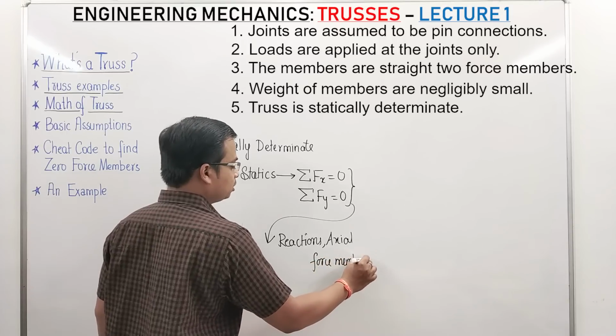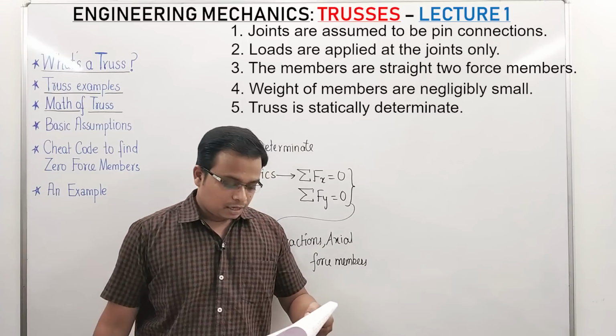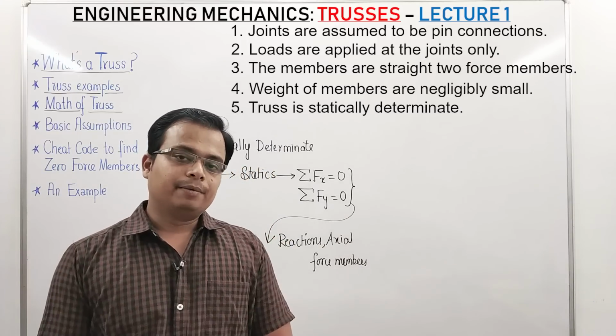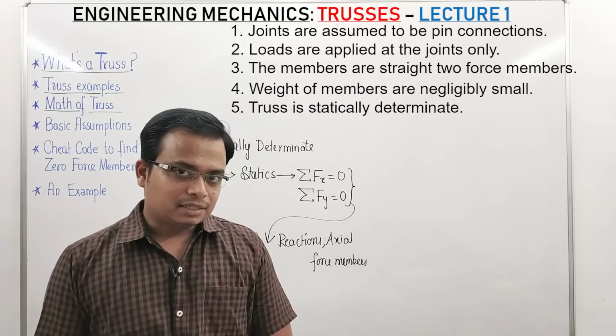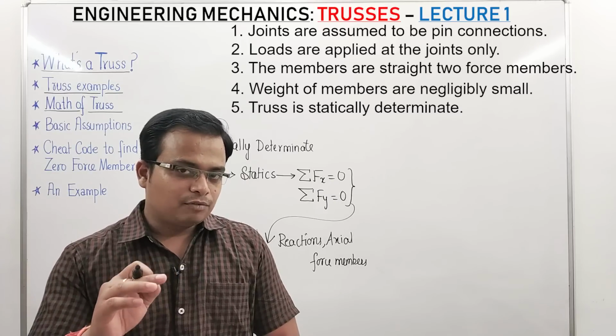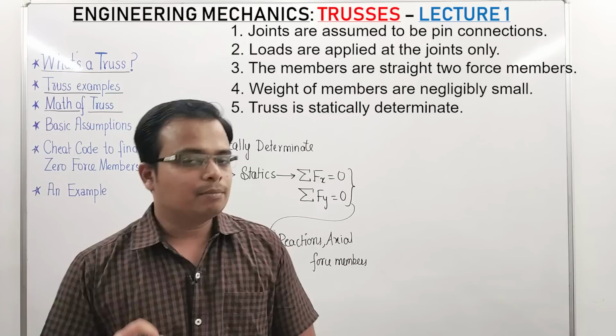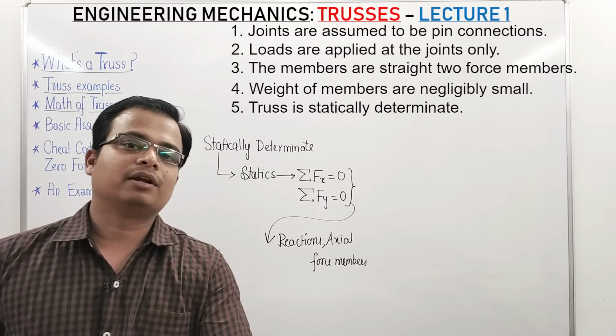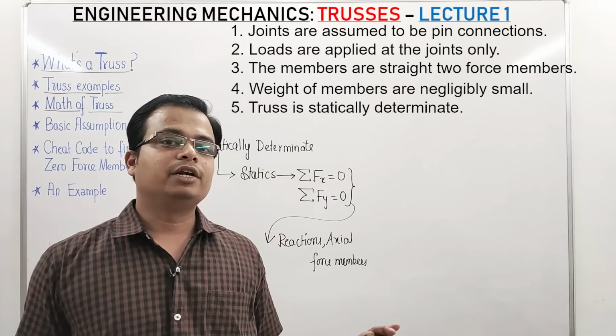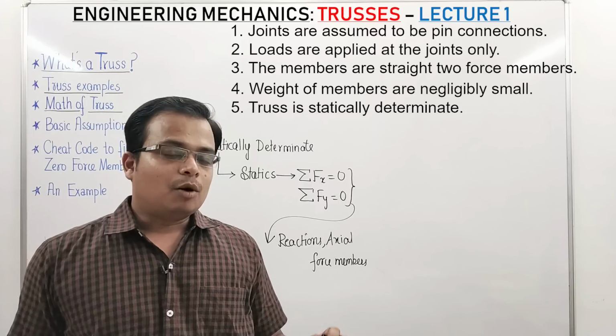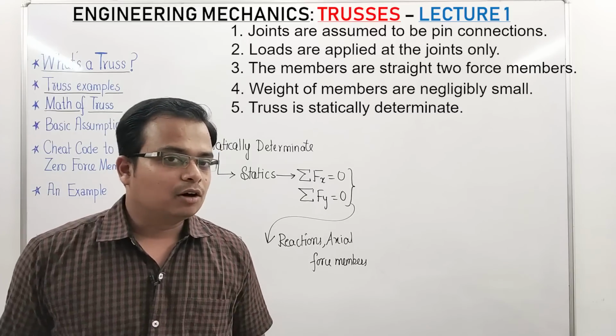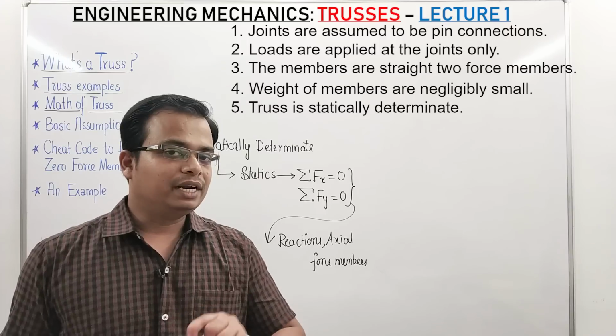Again, let me talk about this fifth assumption. It says that the truss is statically determinate. So what this essentially means is that all the values of axial forces in the members can be worked out simply by applying the equations of statics alone. Nothing else needs to be worked out. You don't need to know how much deformation has taken place in any particular member. You don't need to know that.